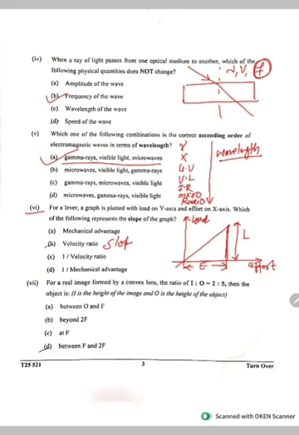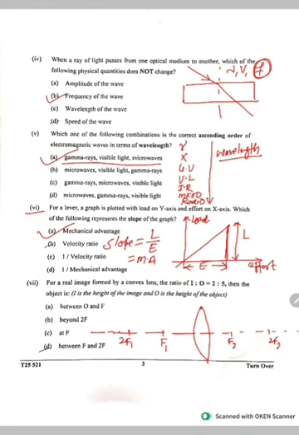So slope is equal to L by E, and we know that L by E is what? Mechanical advantage. So it will give what? Mechanical advantage. Okay, let's see question number 7.